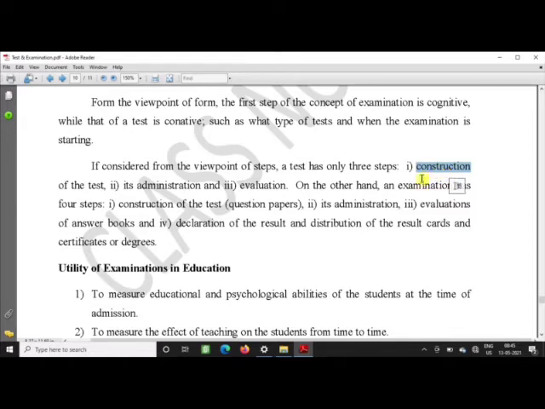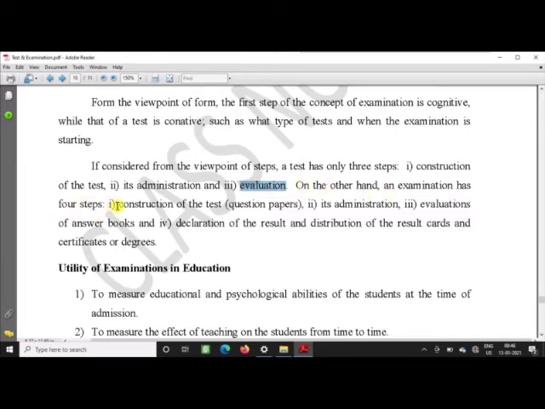That means you will construct different questions. Then you will administer. That means how you're going to conduct it on students or on different people. Then you will evaluate. That means you will give marking, you will give certain symbols or signs or likewise.